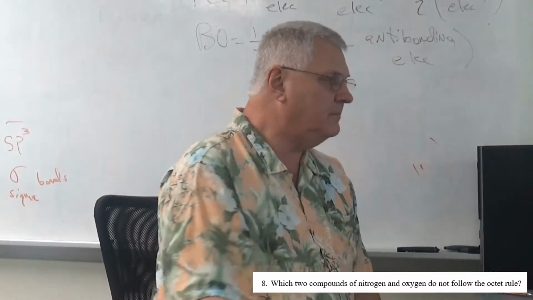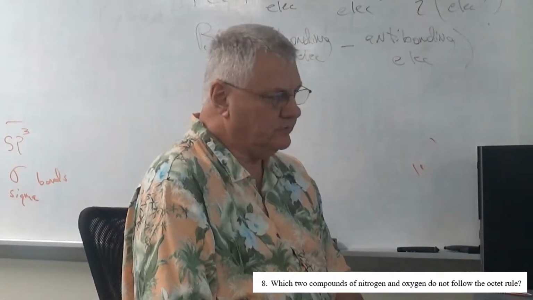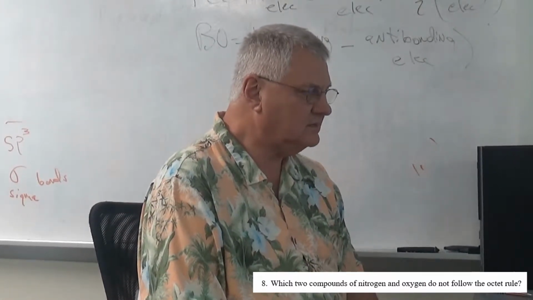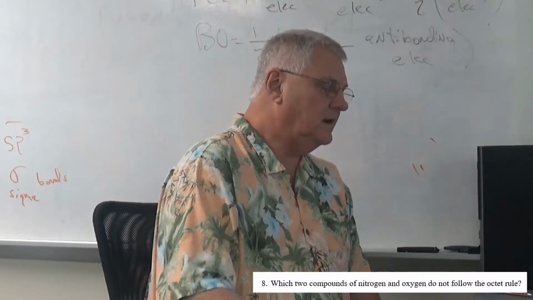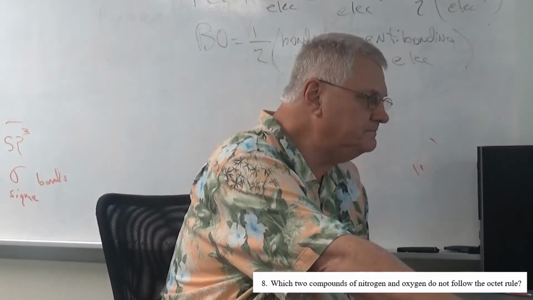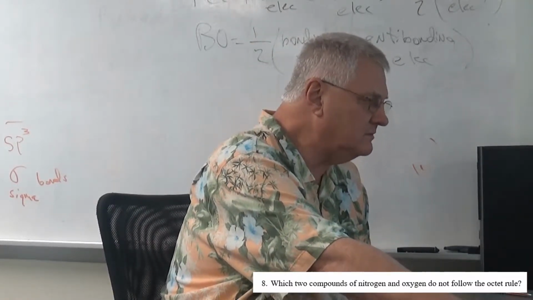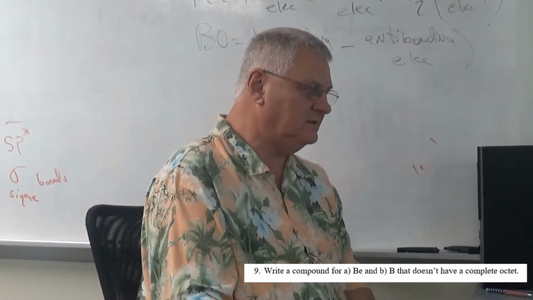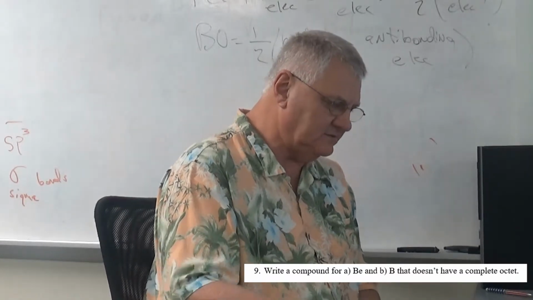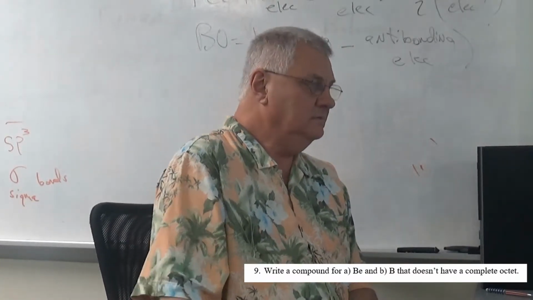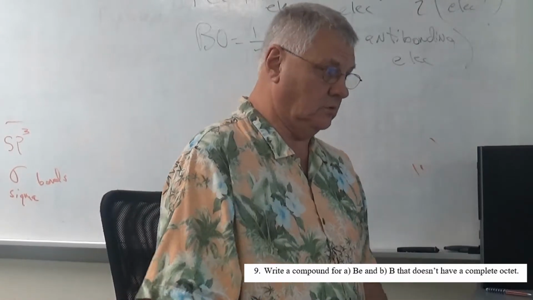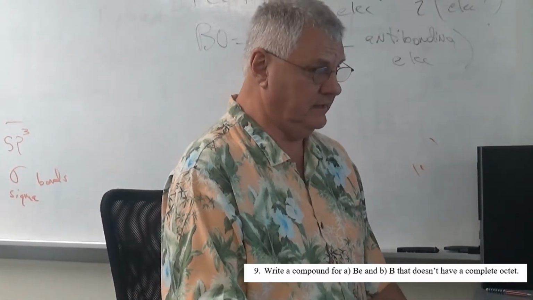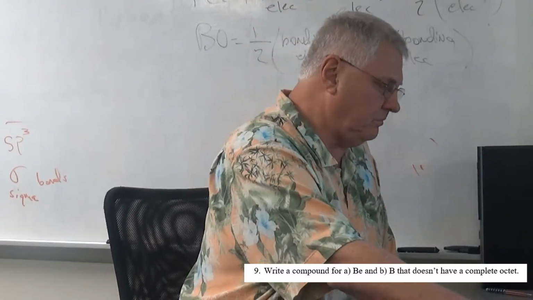Name two compounds, or give the formulas of two compounds of nitrogen and oxygen, that do not follow the octet rule. Nitrogen oxide and nitrogen dioxide, right on your study guide. Write a compound for beryllium and boron that doesn't have a complete octet; there are examples on your study guide. Beryllium chloride, BeCl2, and boron trifluoride, BF3, are examples.